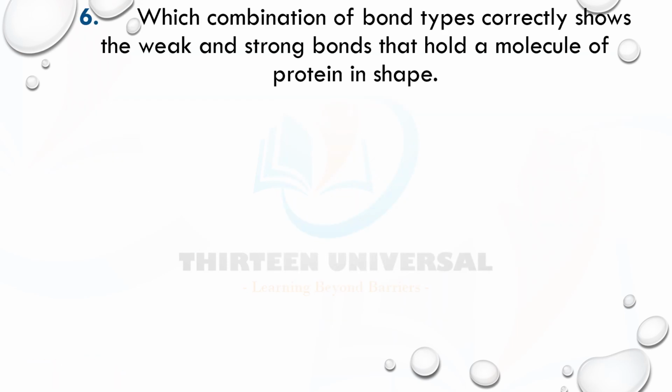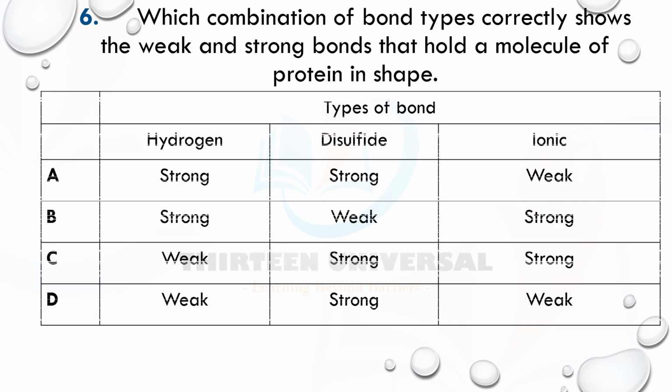Okay, next question. Which combination of bond types correctly shows the weak and strong bonds that hold a molecule of protein in shape? Let's see. Look at this. Hydrogen bond is weak. Of course, it is an intermolecular bond, so it's weak. Disulfide is a covalent bond. It's very strong. So it's either C or D. Ionic bond is also weak. It's not an intermolecular bond.